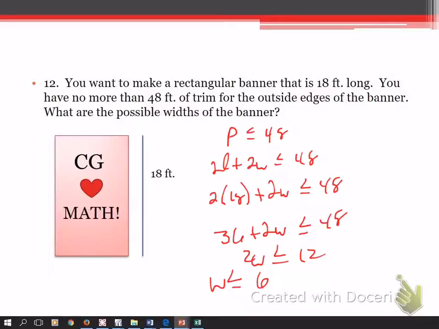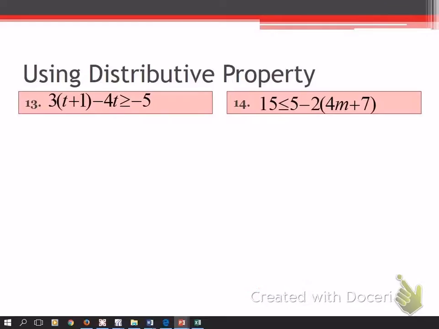Okay, possible widths would have to be 6 feet or less. It's the only way you're going to have enough trim. Okay? All right.